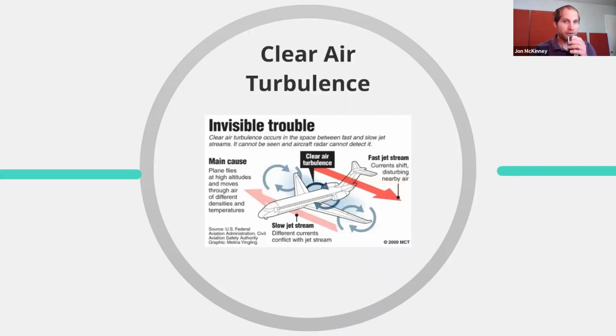CAT, clear air turbulence. Invisible trouble. Clear air turbulence occurs in the space between fast and slow jet streams. It cannot be seen. Aircraft radar cannot detect it. Main cause: planes flying at higher altitudes move through air of different densities and different temperatures. Slow jet stream, different currents conflict with the jet stream. Fast jet stream, currents shift, disturbing nearby air.